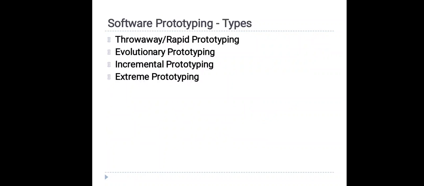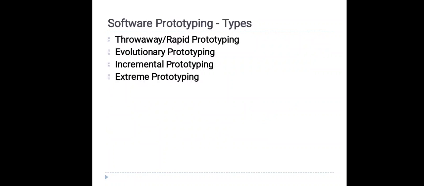So, we have certain types of software prototyping. There are 4 basic types: throwaway, evolutionary prototyping, incremental prototyping, and extreme prototyping. So, there are different types of software prototypes used in the industry.